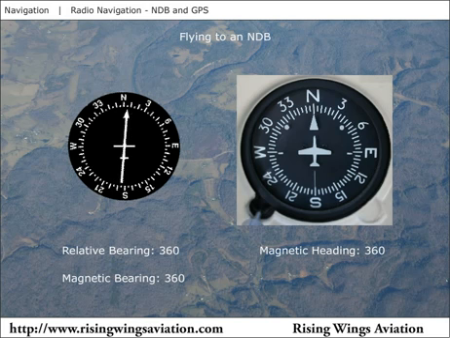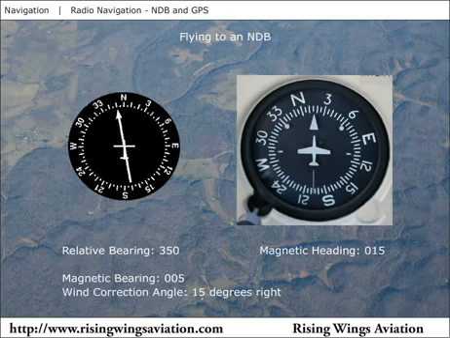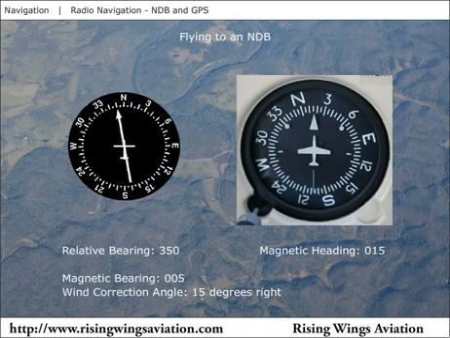For example, let's say the needle moves 5 degrees to the right. We must turn right to correct for this, so we turn 15 degrees to the right. Since the ADF needle always points directly at the station, it is now pointing 10 degrees to the left.